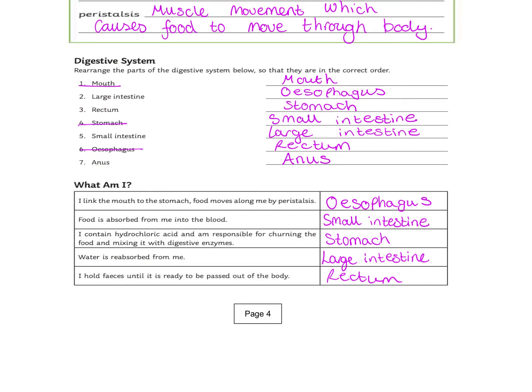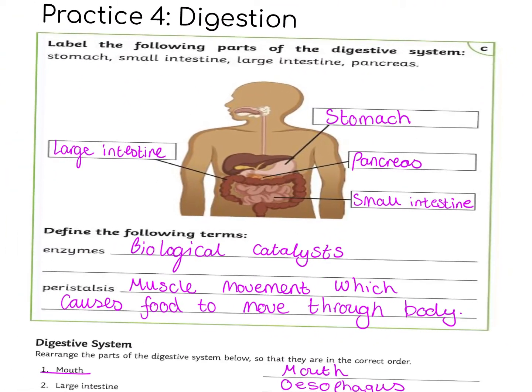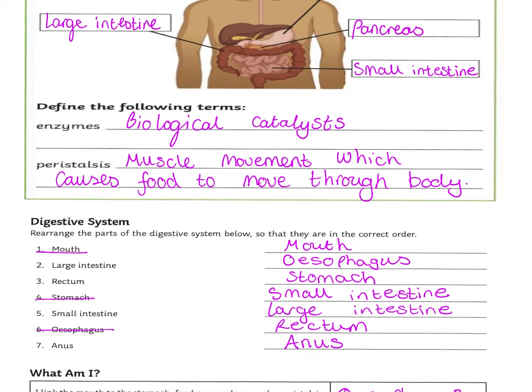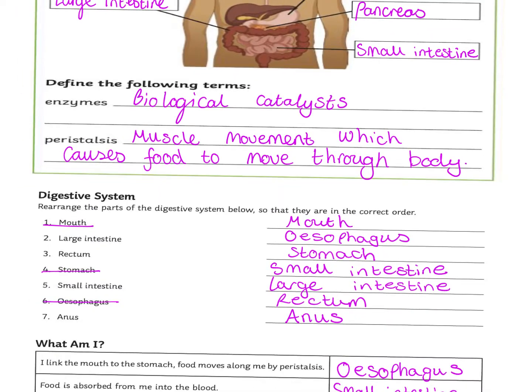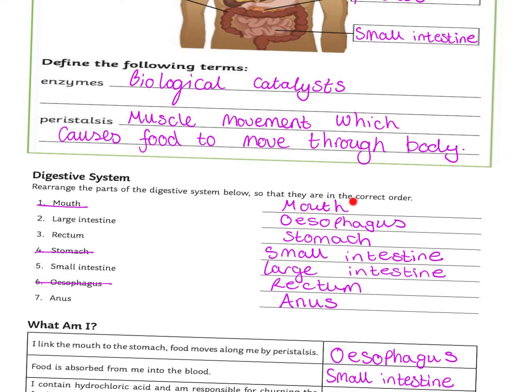Now moving on to look at your digestive system, so a nice labelling. It gave you the words you needed to use. So you've got your stomach, pancreas, large intestine, small intestine. What is an enzyme? A biological catalyst. And peristalsis is the muscle movement which causes food to move through the body. Again, nice little question to put them in order. So mouth first, esophagus, stomach, small intestine, large intestine, rectum, and then anus.